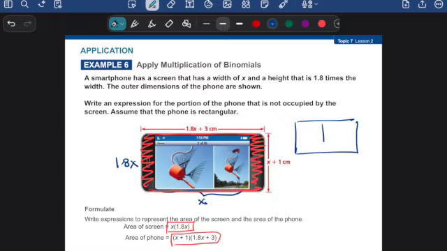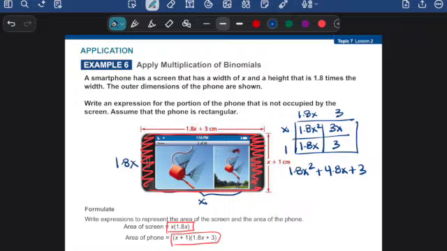It's a 2 by 2. So we've got 1.8x and positive 3, and we've got x, and we've got 1. So 1.8x times x is 1.8x squared, and I have 1.8x. 3 times x is 3x, 3 times 1 is 3. Write it all out. 1.8x squared plus 4.8x plus 3. So this represents the area of the whole phone.